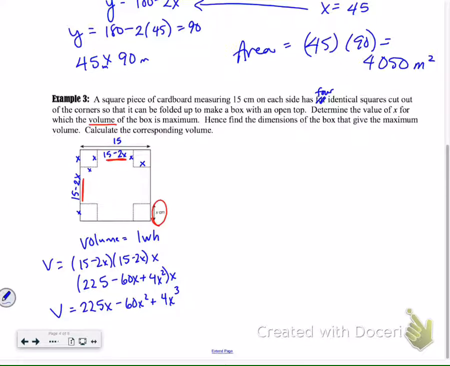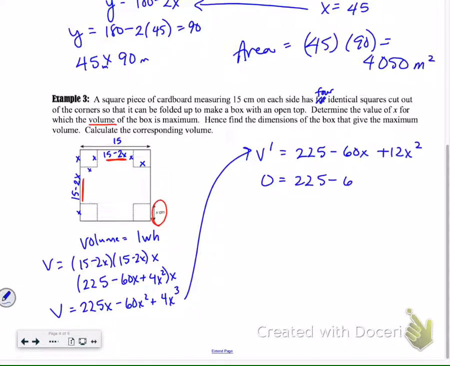Okay, now the volume is what I want to maximize. That only has one variable in it, so I'm good to go. We're going to find that derivative and we're going to set it equal to 0. So v prime would be equal to 225 minus 60x plus 12x squared, and set that equal to 0. Now, I need to solve that.